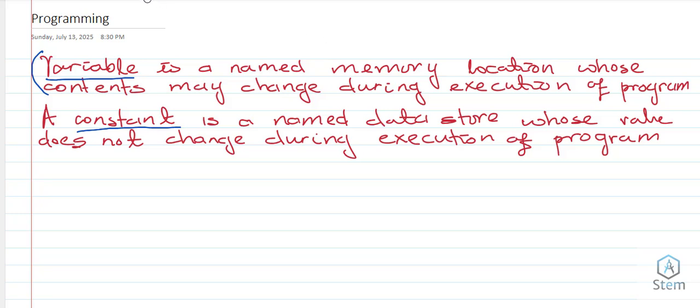Then we have a situation where a particular value may never change. If you think of it in mathematics, we have a value called pi. Pi is going to be 3.142, etc. for the rest of our lives. So when you are storing the value of pi within your computer program, you would rather set it as a constant.